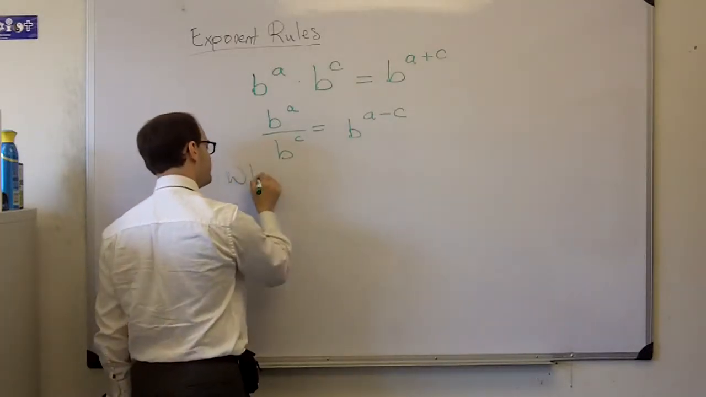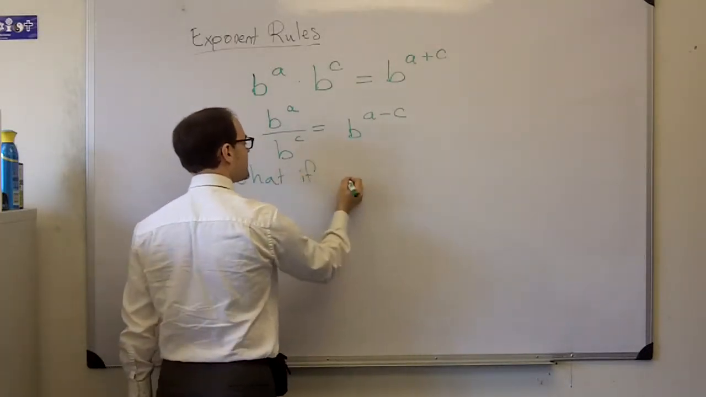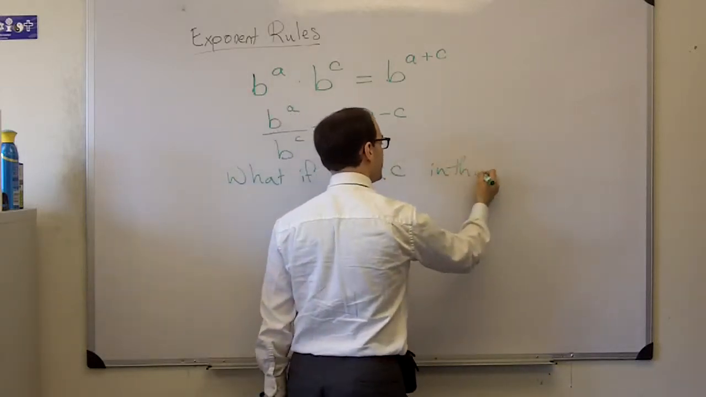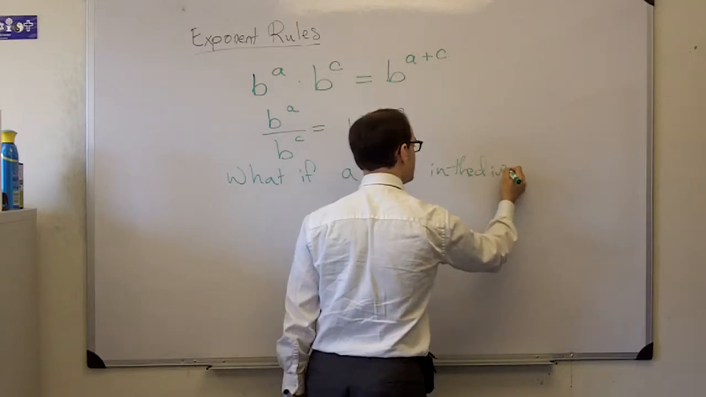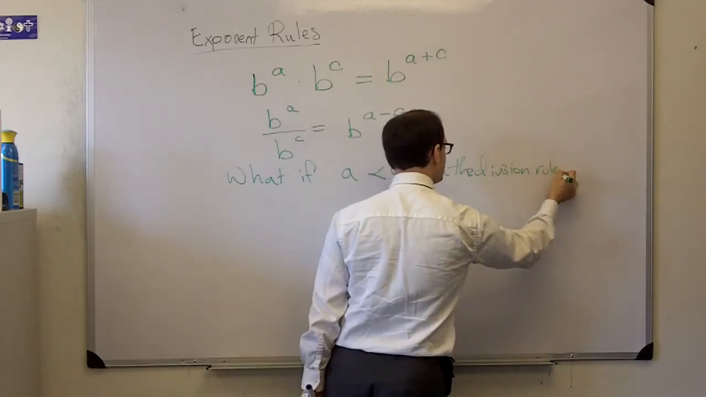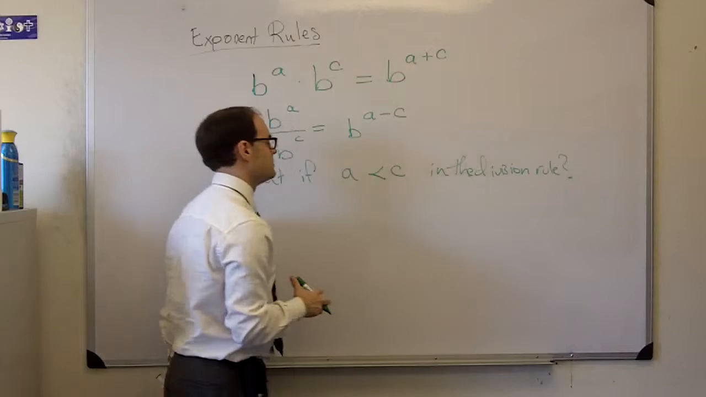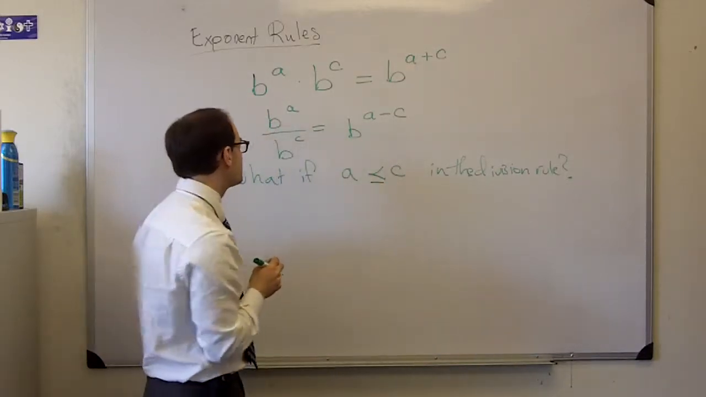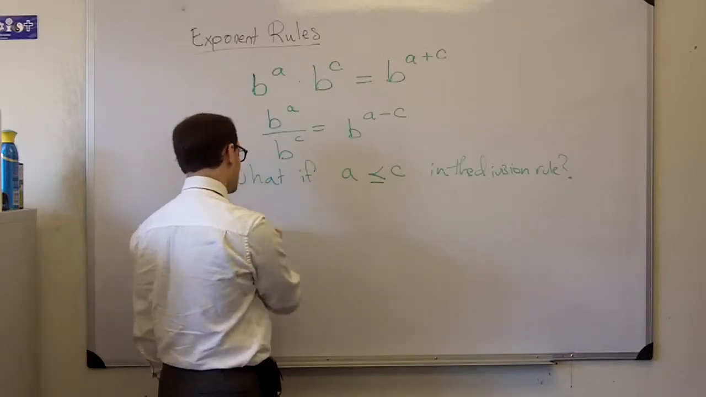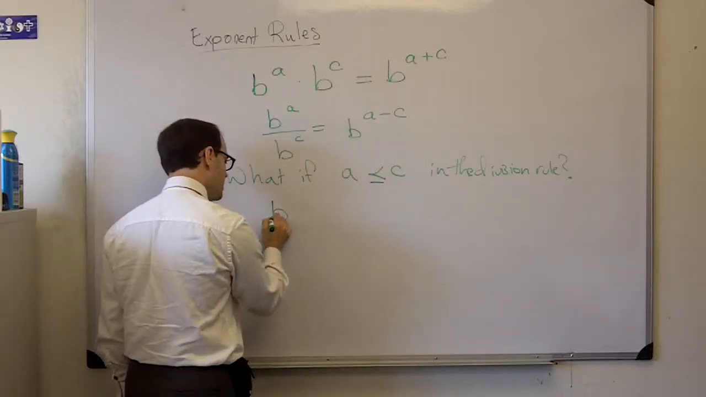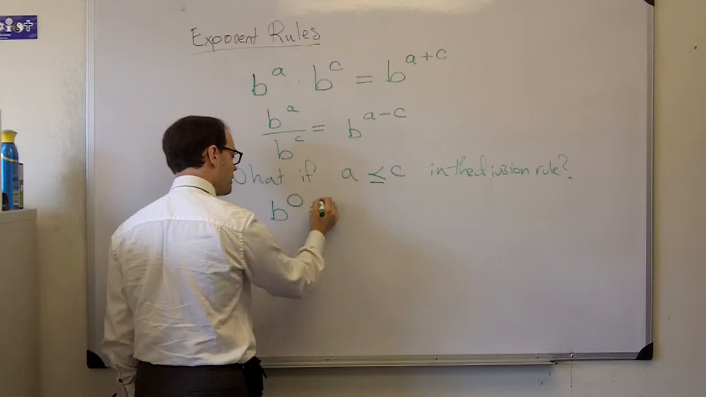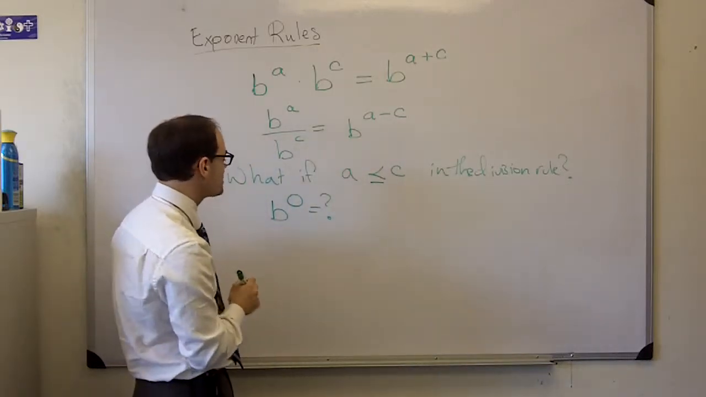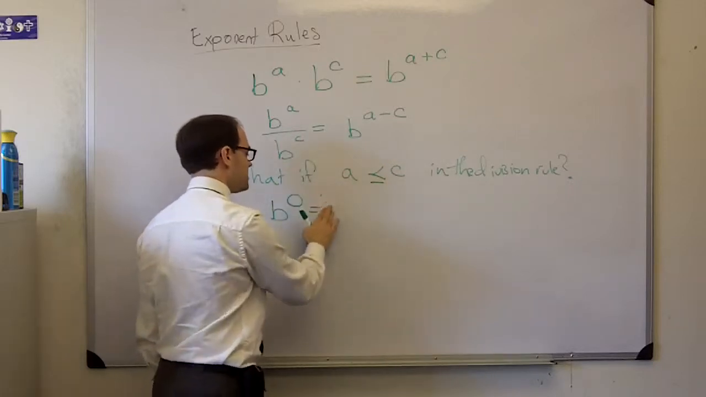So what if A is less than C in the division rule? Heck, what if it's even equal to C? Then we'll get B to the 0. So specifically, B to the 0 equals what? Well, let's take a look at what this formula says B to the 0 might be.